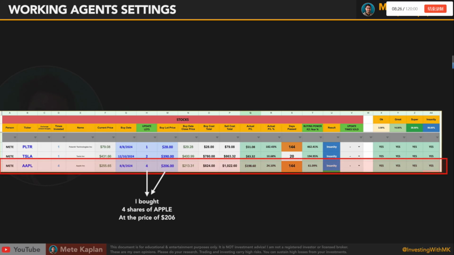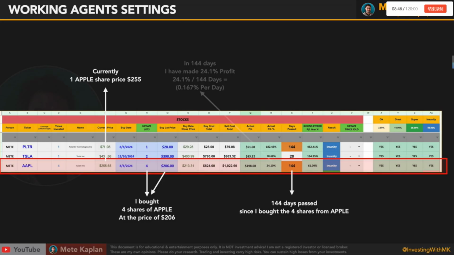I bought 4 shares of Apple stock at the price of $206. Since I bought the stocks, 144 days have passed. Very simple and clear. Today, the Apple stock is trading at $255. I gained like 24% actual real profit.